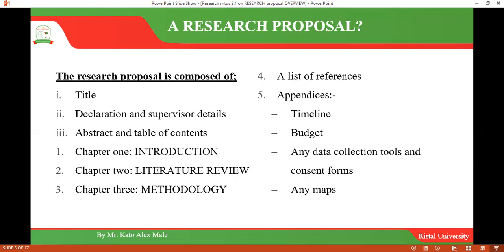A research proposal. So, what is the composition of this proposal? We know very well it is composed of a title. You need a title.